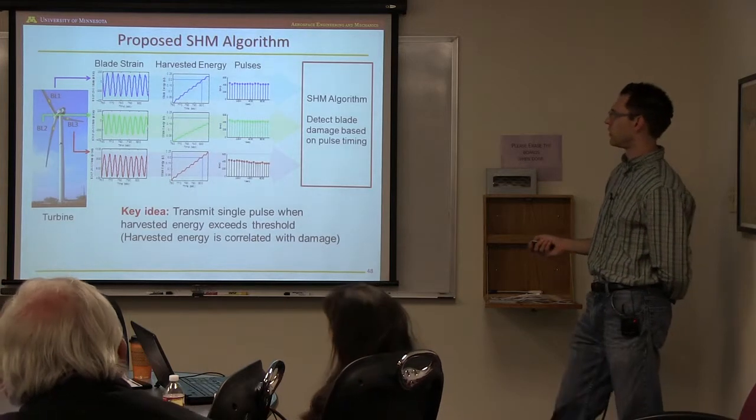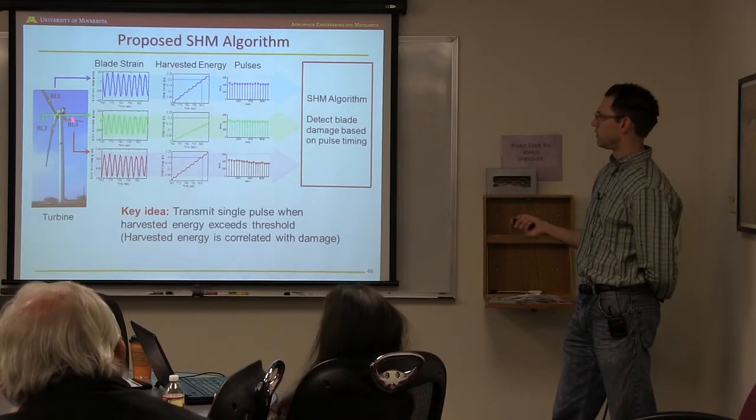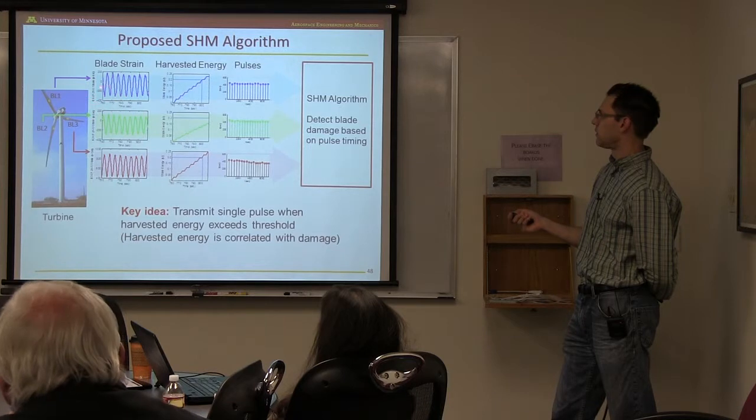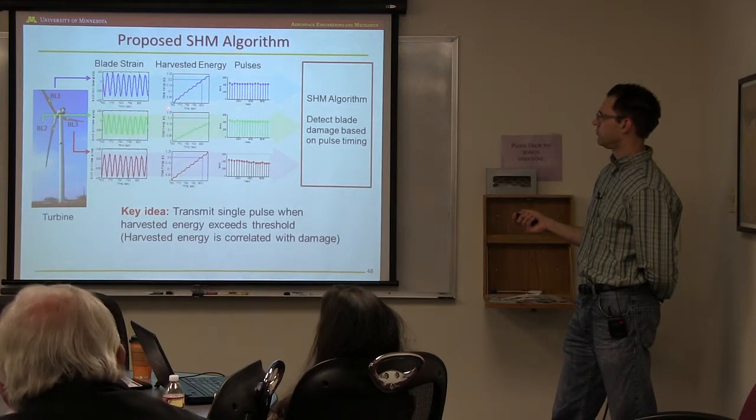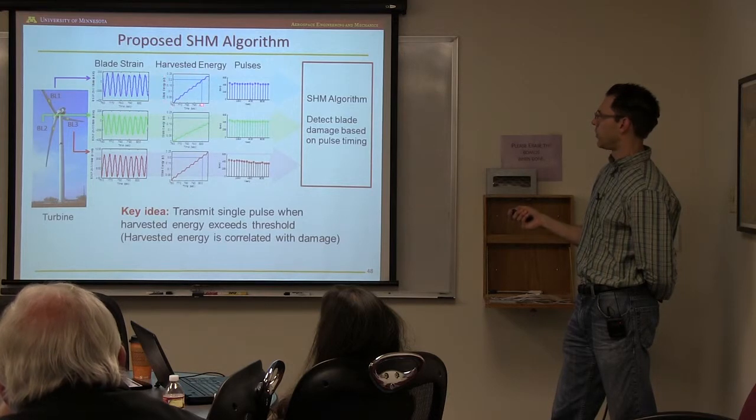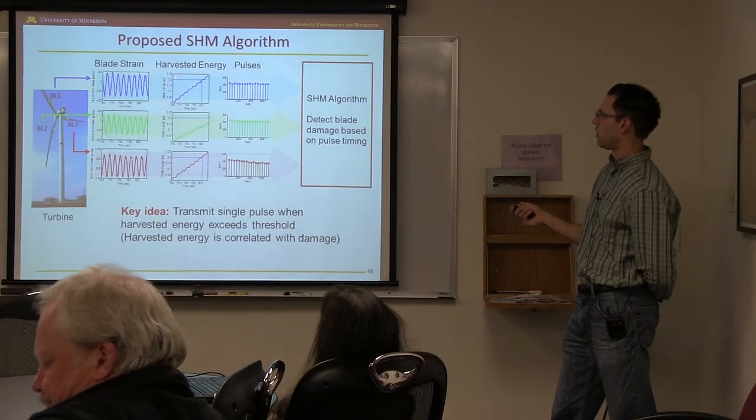We're going to try and do the following thing. So here's the Liberty turbine. We've taken some strain data. The strain data basically causes this harvester to start accumulating energy. So these are little plots, showing time and then the energy that you've harvested.